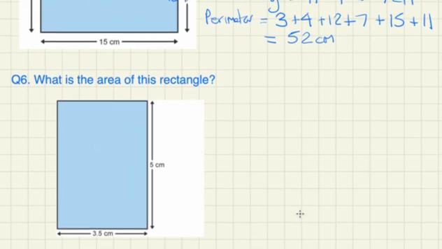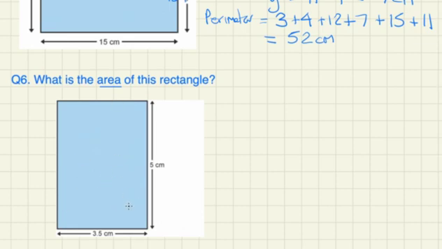Question 6, what is the area of this rectangle? Okay, now don't be fooled. We've been answering questions about perimeters. This is now about area. So in test questions, in exam situations, they tend to vary things. So always read the question carefully, reread the question as well, just to make sure. So area is not perimeter, obviously. Perimeter is the edge. Area is what fills the inside.